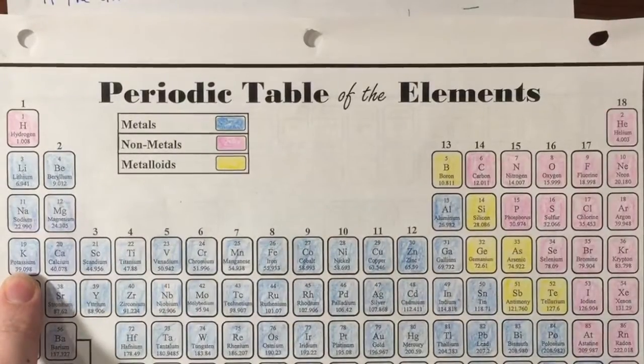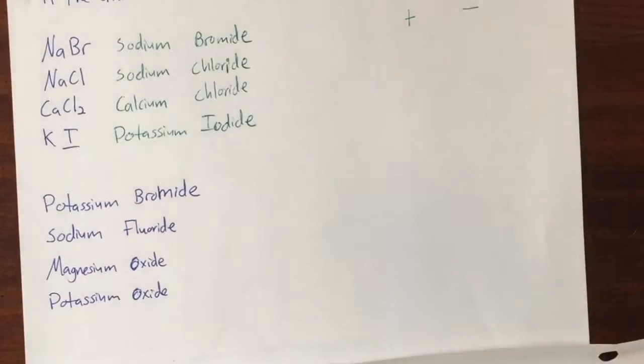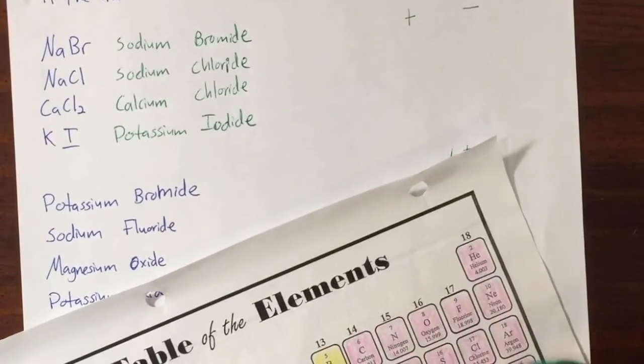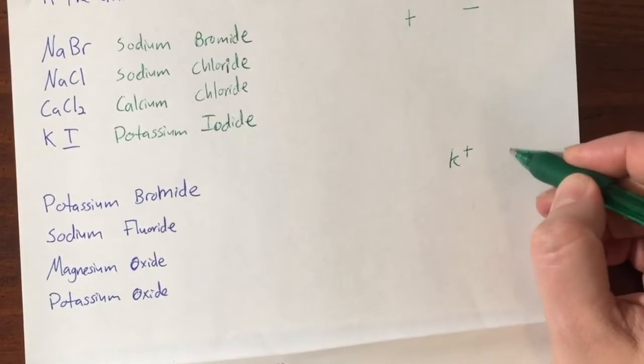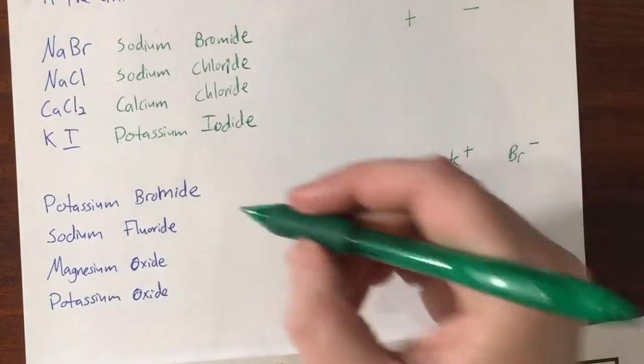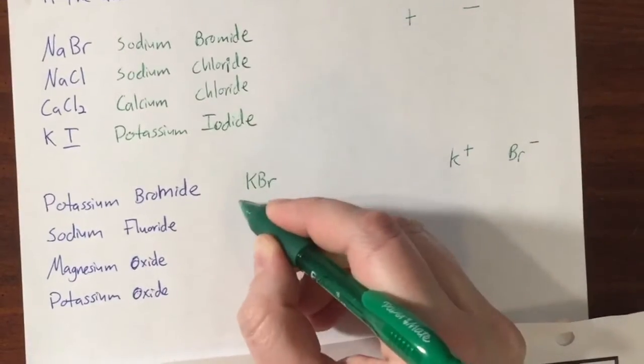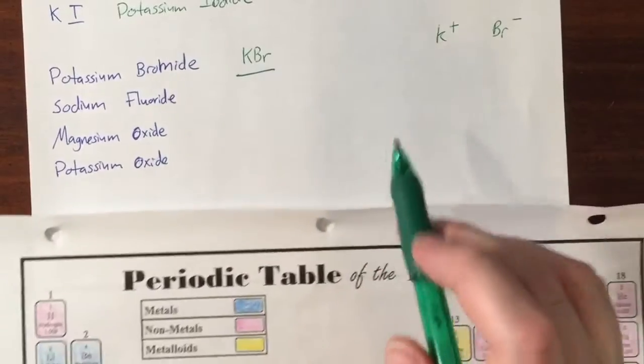Potassium bromide. So I would look at my periodic table. Potassium is right here, bromine's right here. Potassium has a charge of +1, and bromine over here, it's a halogen, so has a charge of -1. +1 and -1, that balances out, so my final answer would just be KBr. That's my chemical formula.